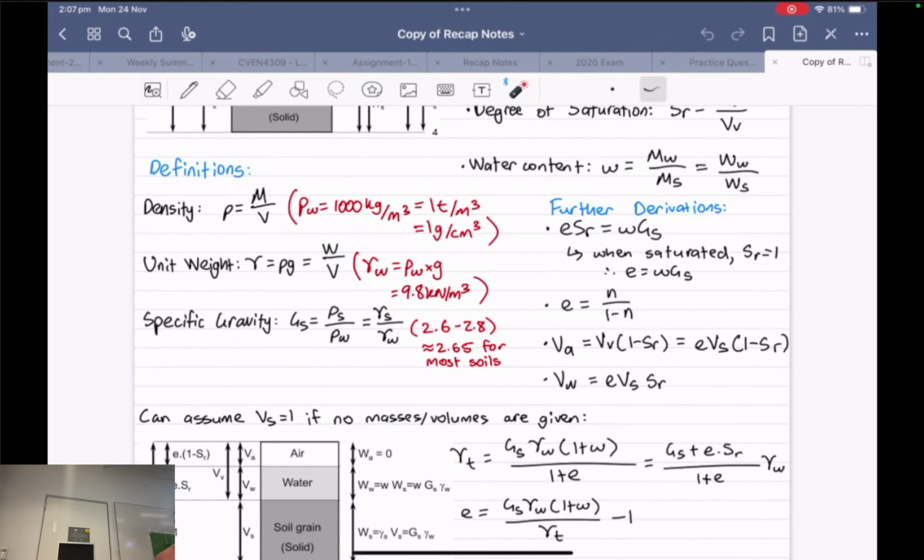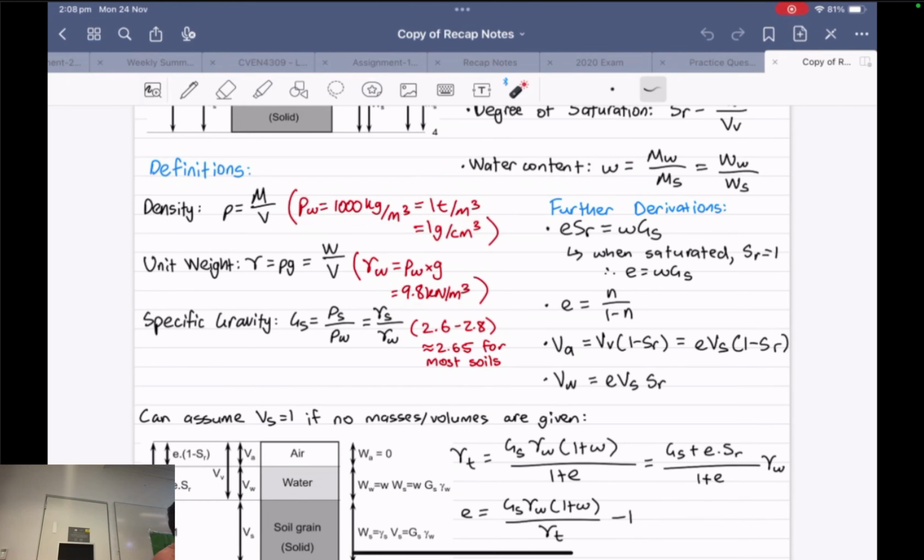You have density, which is mass over volume. A common value you would want to use is the density of water. Depending on what your units are, that's always 1,000 kilograms per meter cubed or 1 ton per meter cubed. Unit weight is pretty much your density times gravity. The relationship is weight divided by volume, and for water that's always 9.8 kilonewtons per meter cubed.